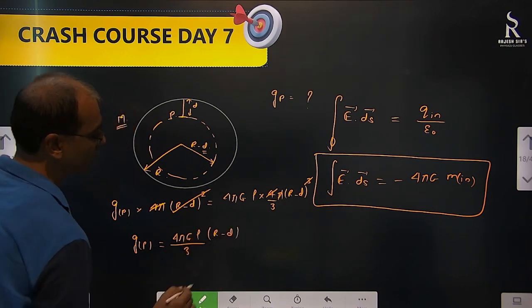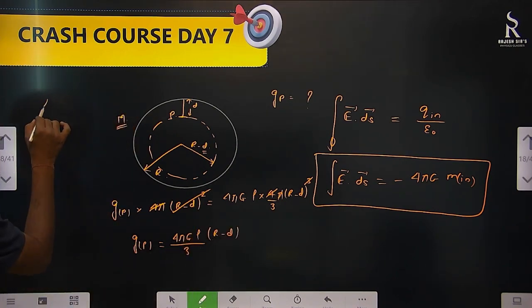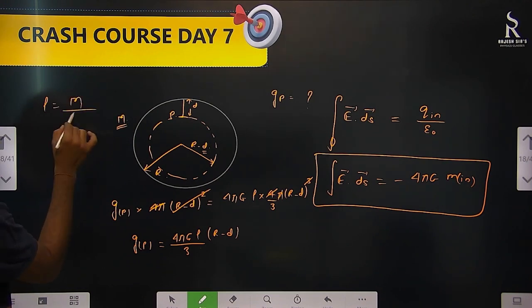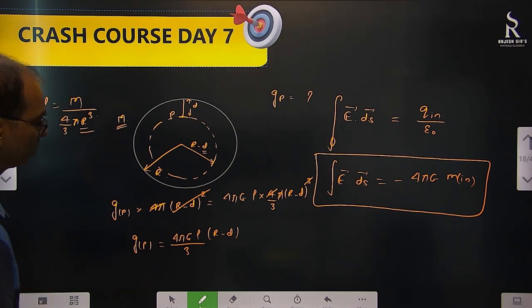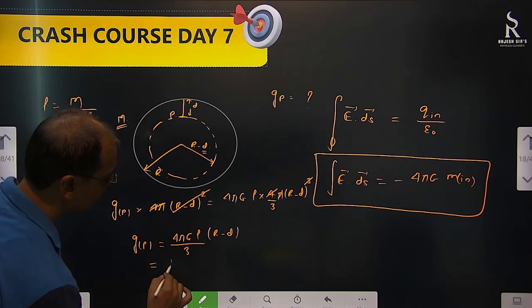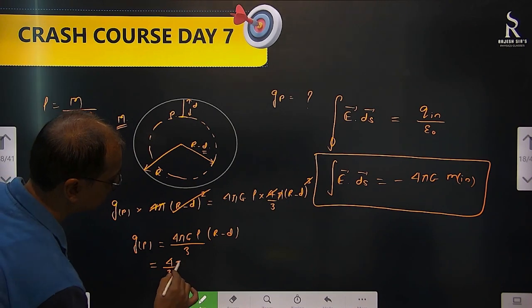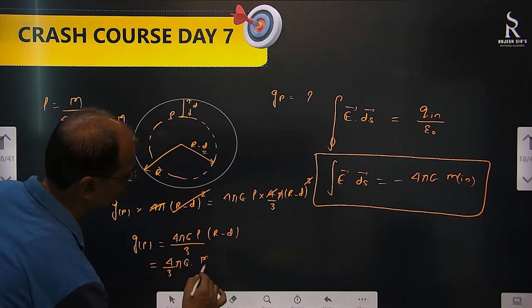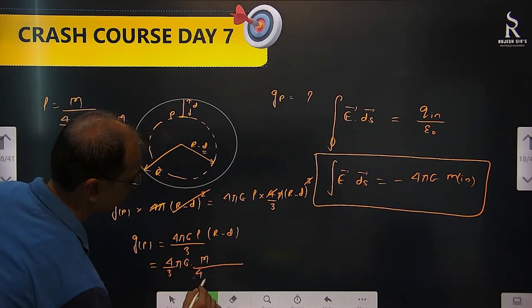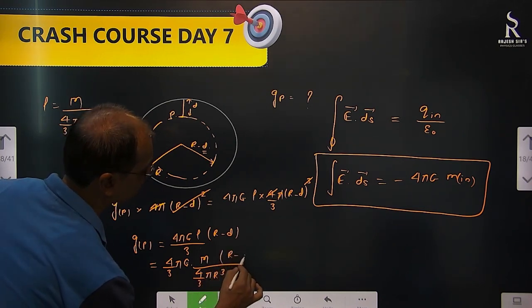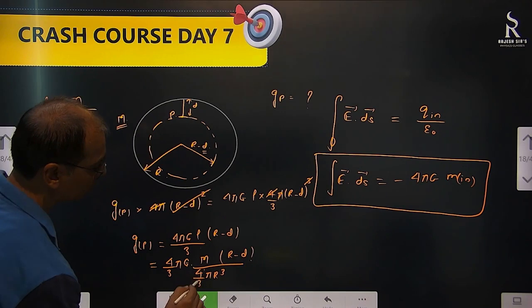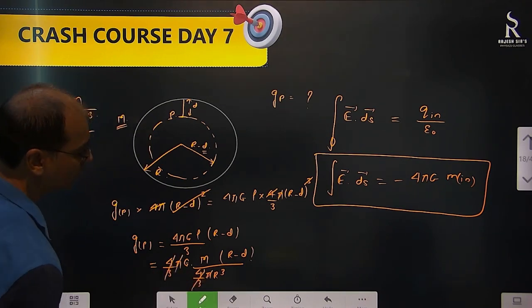Now this rho I am writing. Rho is what? Rho is mass by volume, M by 4 by 3 pi R cube. So put it: 4 by 3 pi G into M by 4 by 3 pi R cube, and here is R minus d. So this 4 by 3 pi gets cancelled.